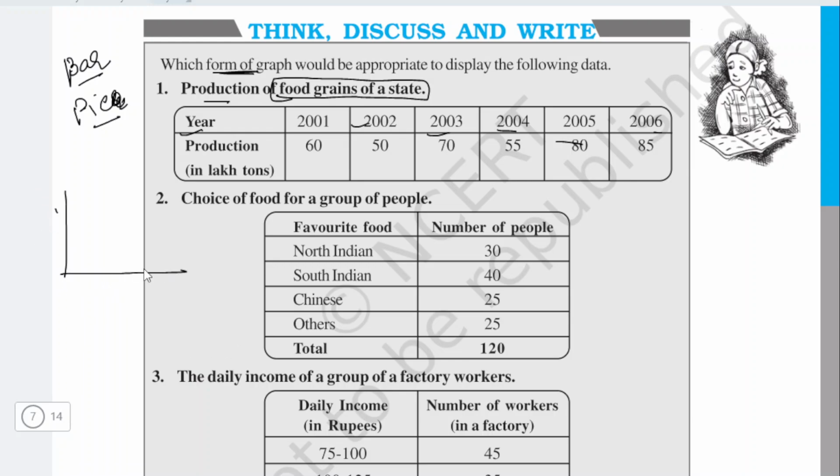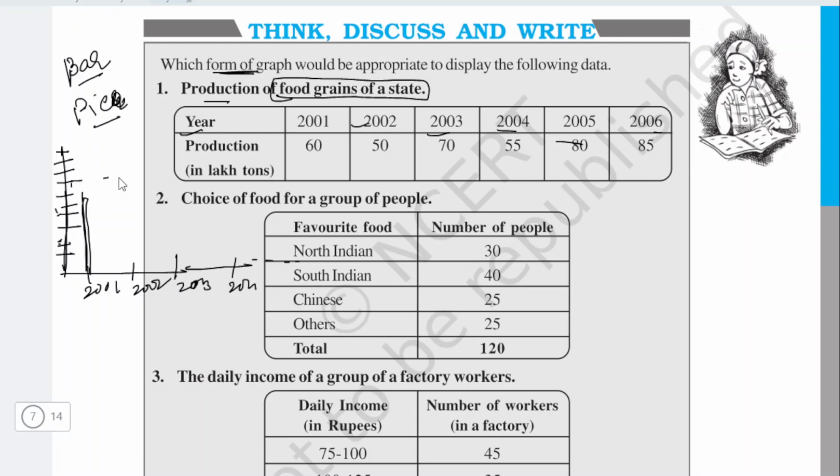We will represent the years here: 2001, 2002, 2003, 2004, this way, and production in lakh tons. So we will mark 10, 20, 30, 40, 50, 60, 70, 80, 90, 100. Right? So for 2001, 10, 20, 30, 40, 50, 60. So we will just draw a bar here. Okay, for 2002, it is 50.